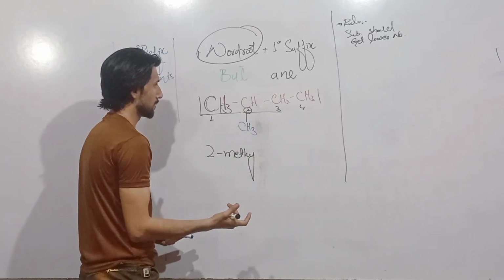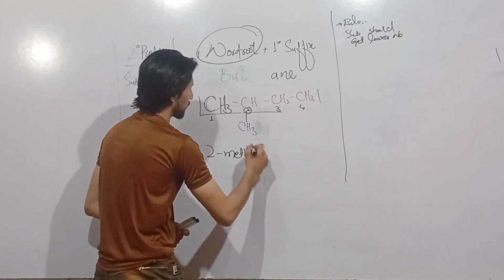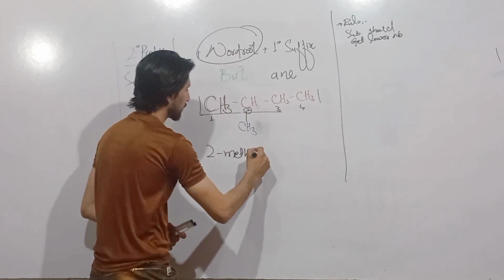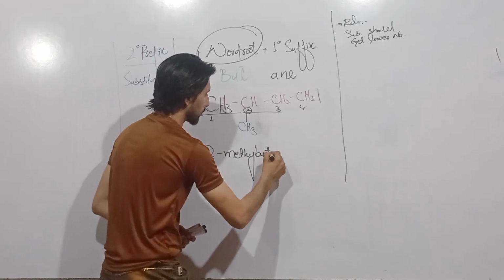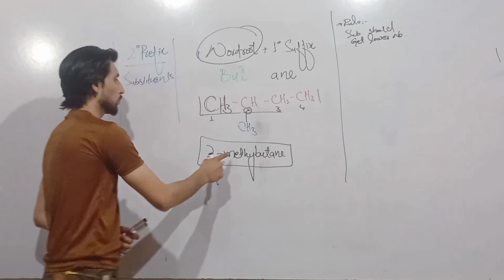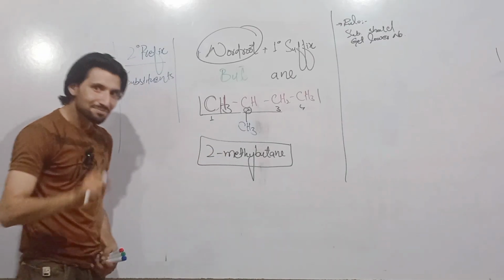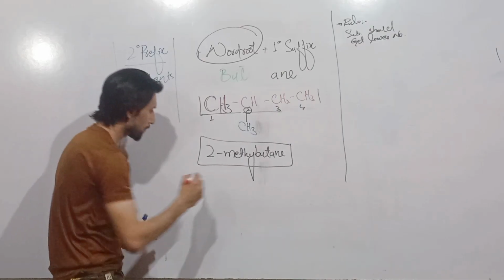Count the number of carbon atoms in the main chain. That is 1, 2, 3, 4. For 4 we know the word root is but. And as this is all saturated, ane. So our name becomes 2-methylbutane. But here I am going to tell you one more rule.